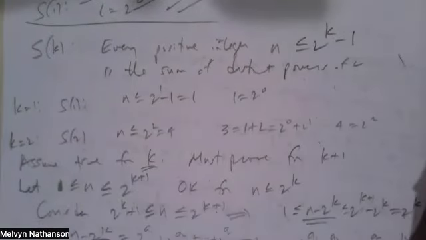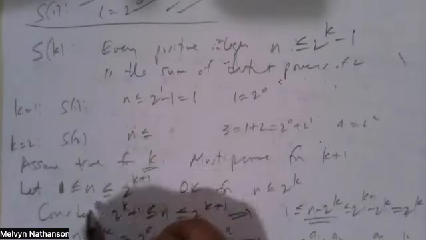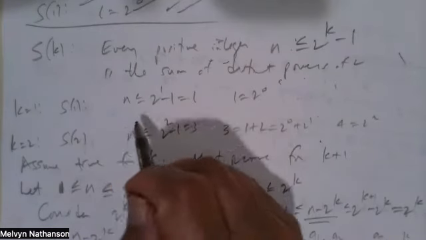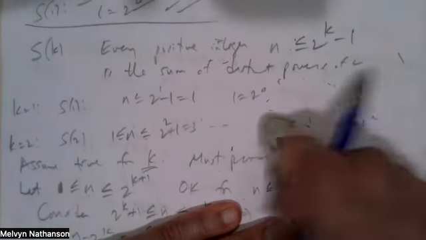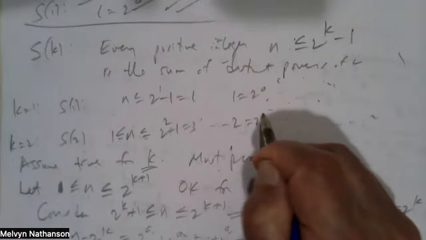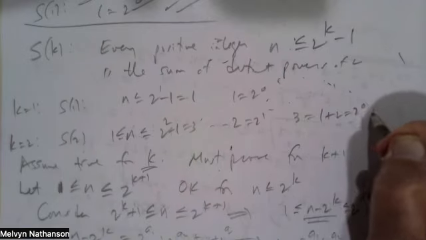S of 2, we would look at integers n less than or equal to 2 squared minus 1, or 3. And we just have to look at the numbers 2 and 3, because here we have 1. 2 is 2 to the first power, and 3 is 1 plus 2, which is 2 to the 0 plus 2 to the first power.